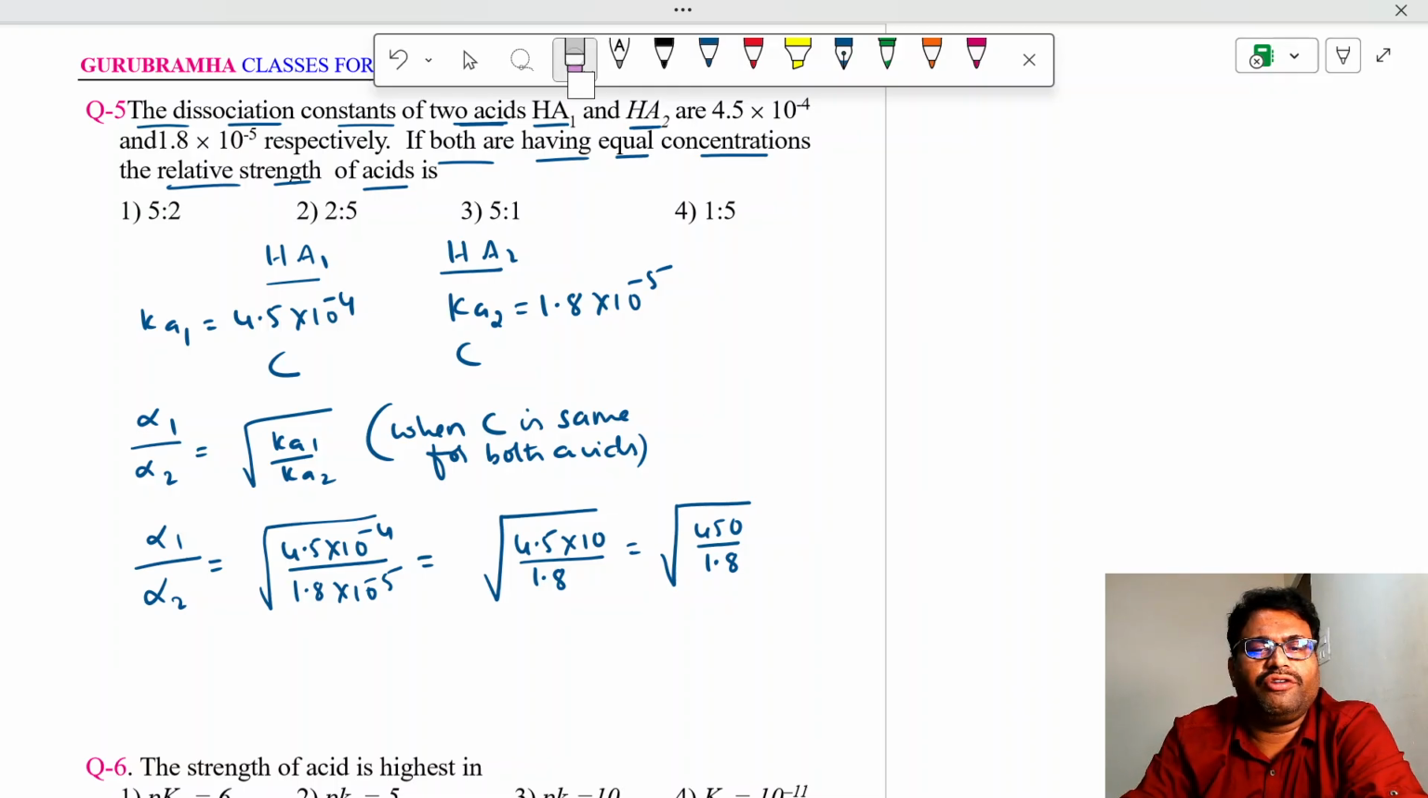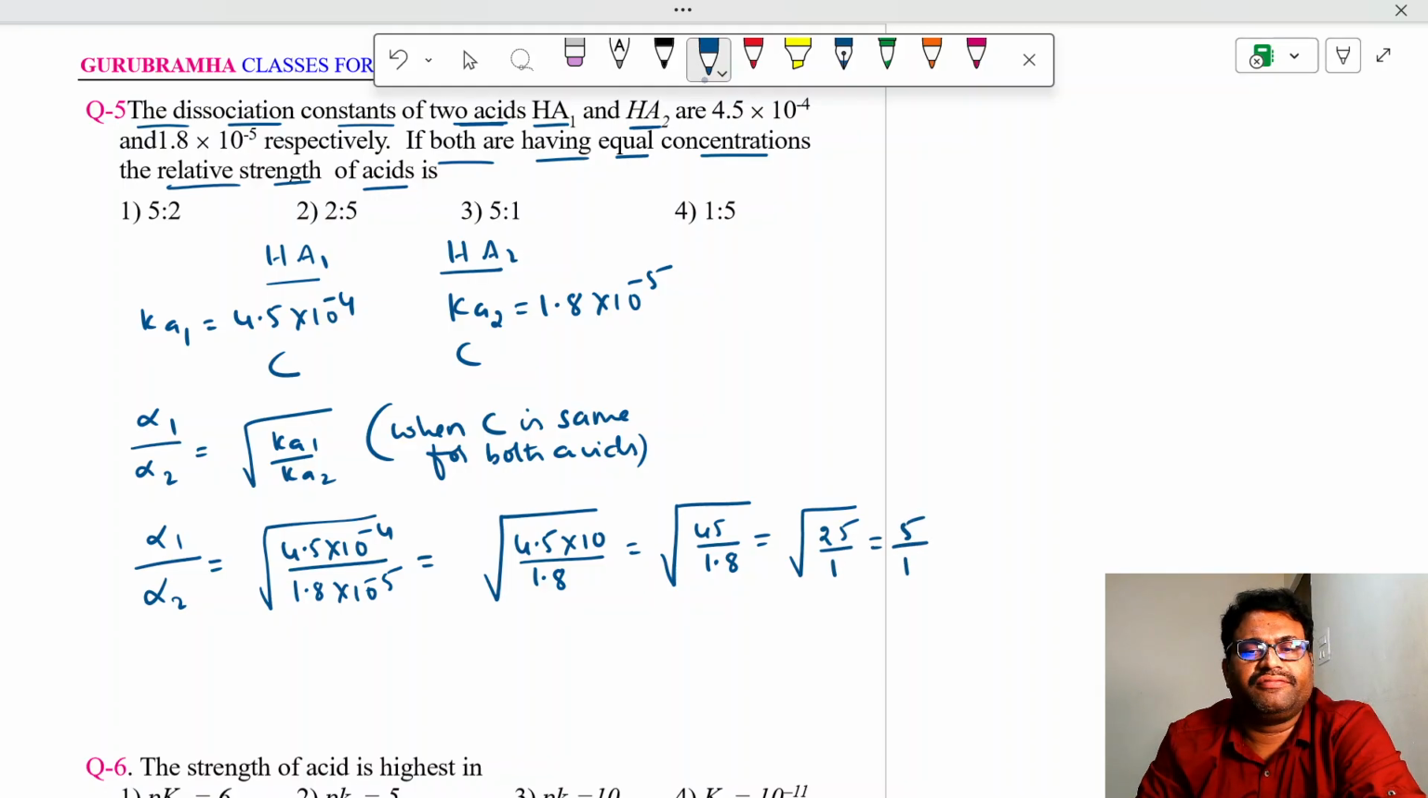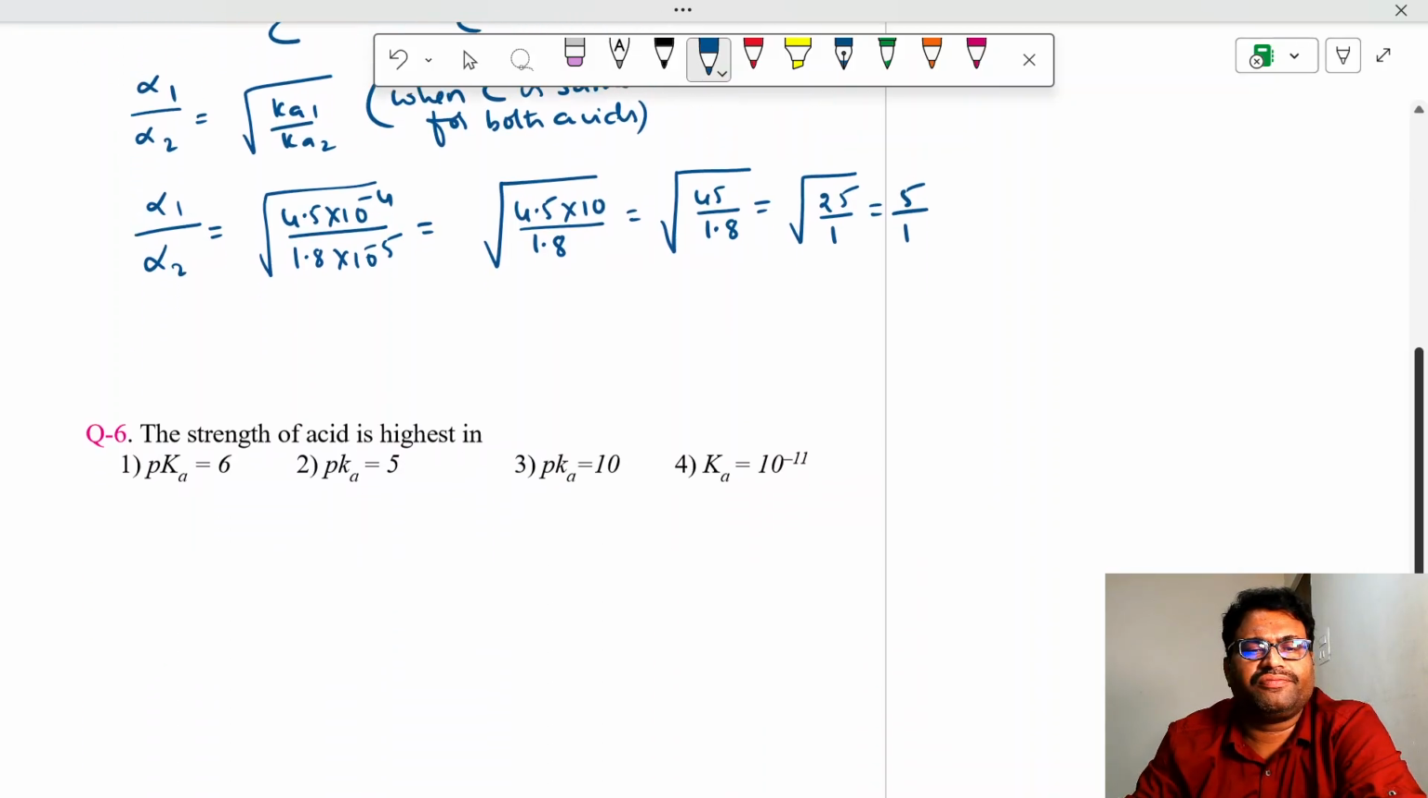Sorry, root 45, right? And that is equal to root 25 by 1. That is equal to 5 by 1. So 5 is to 1. Okay, understood?